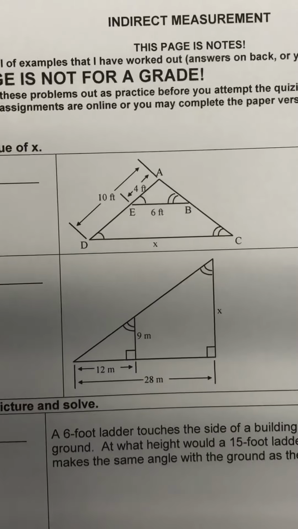And then I'm going to do that again. Remember, you have to stay consistent. So if I did small triangle on top, when I look at the bases, I have to do the small triangle base, which is 6, over the big triangle base, which is x. And then you just cross multiply and divide. So this is going to be 10 times 6, which is 60, x times 4, which is 4x, and then divide by 4, 60 divided by 4, and you have x equals 15.